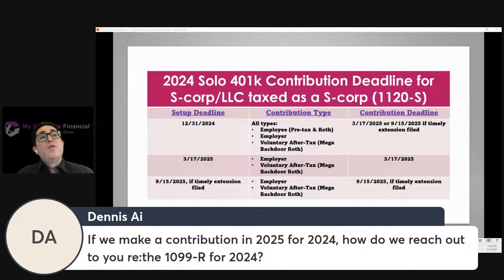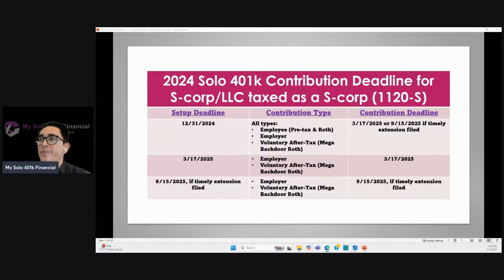So customers use a form on our website. You can find it at mysolo401k.net/forms to give us the information we need to prepare the 1099-R. And then if that's a 2025 transfer, it'll be issued on a 2025 1099-R, which will be provided by February 2026. Great question.